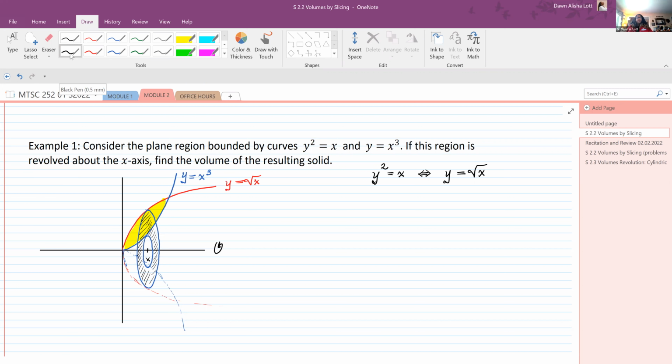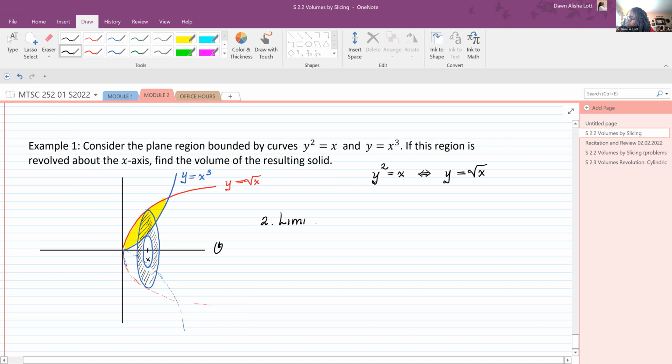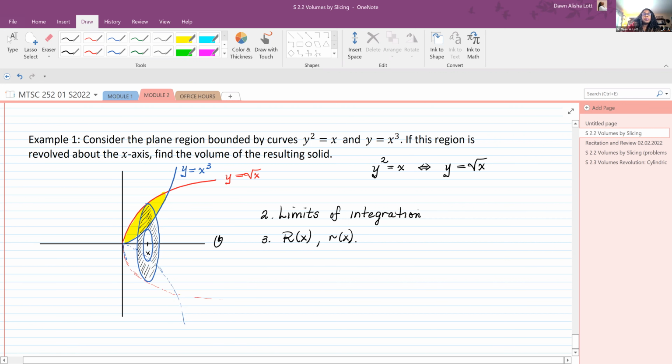Okay, so now we need to determine, one, where does it start and where does it end? So what are our limits of integration? Not given to you in this problem. We need to determine big R and little r of x. So those are the next two steps.